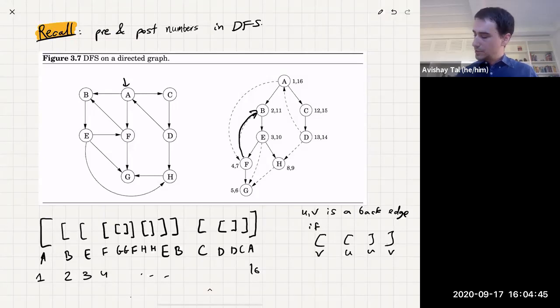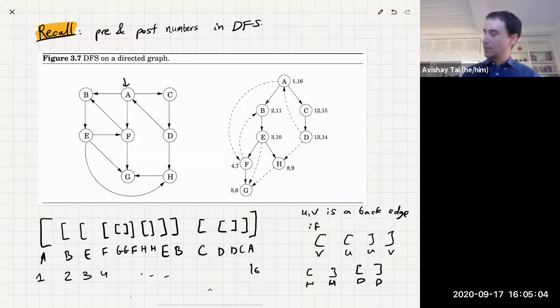We also discussed cross edges, like this one, the cross edge from D to H. So how does it look? You have H, and then you have D. So the intervals are disjoint, and H finishes before D starts. And the edge is from D to H. We call this a cross edge. So all these types of edges can be figured out from the pre and post numbers.